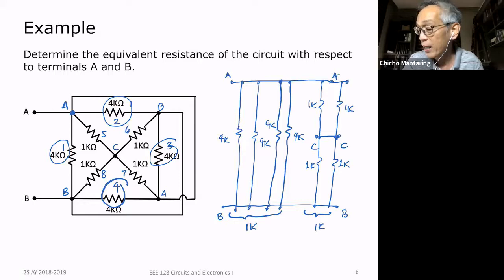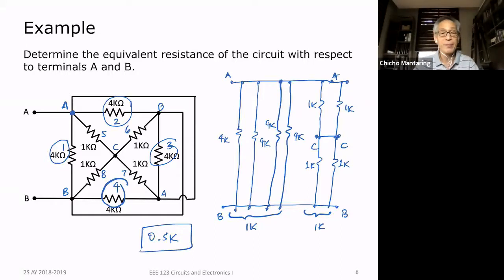So finally, I'm going to get 1K in parallel with 1K. And yes, the answer, which some of you already computed, is 0.5K. So this is the answer. Okay, don't forget the K, no? Hindi lang 1/2 K.